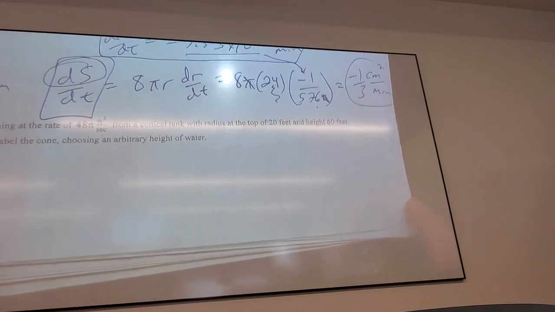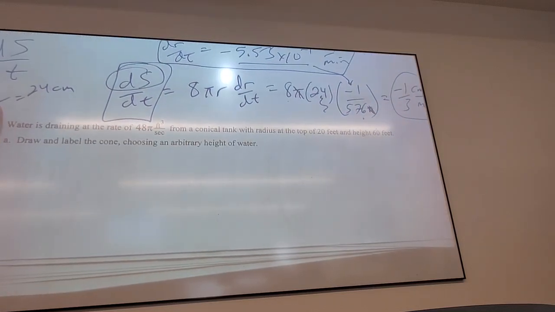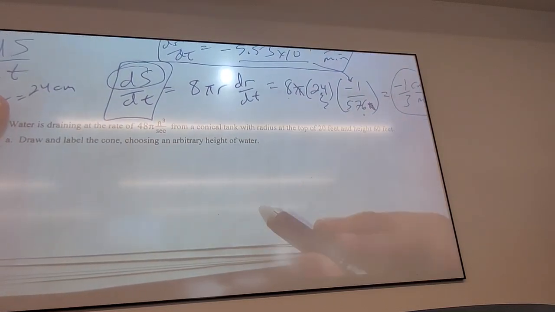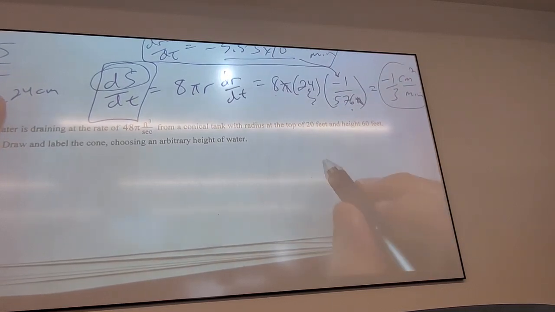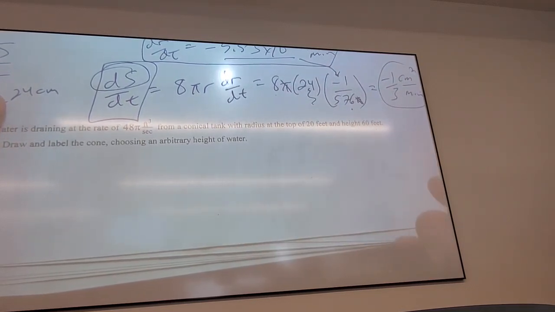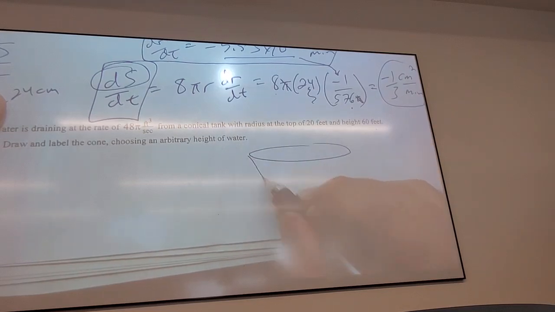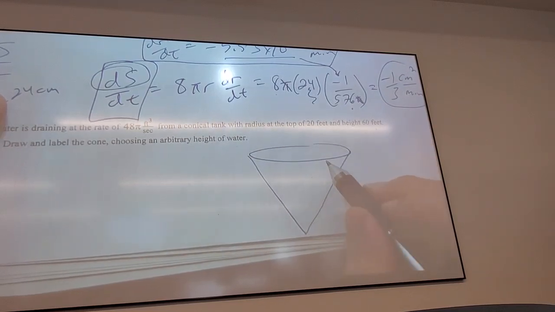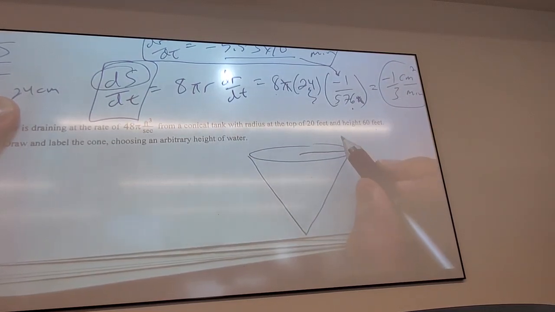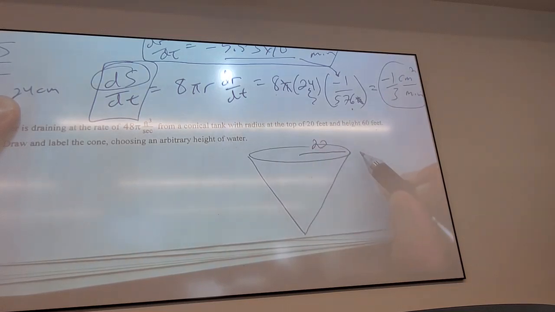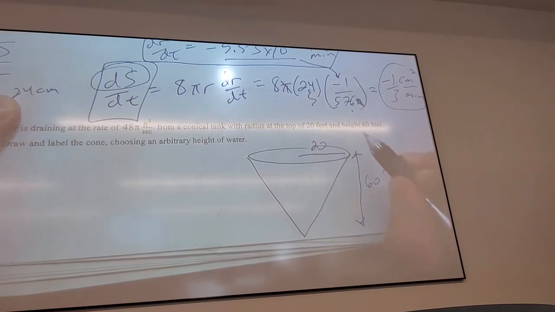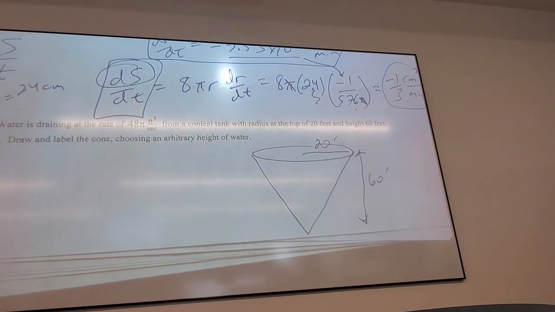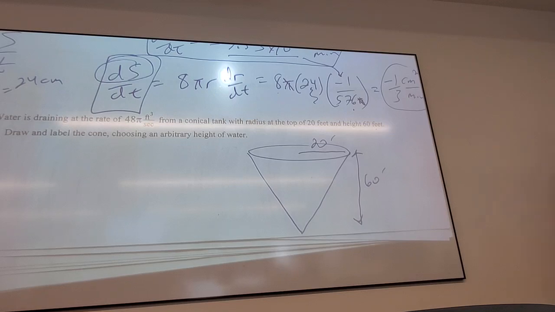Water is draining at a rate of 48 pi cubic feet per second from a conical tank with a radius at the top of 20 feet and height 60 feet. So if you draw this bad boy, the radius is 20 feet, and the height is 60 feet. Draw and label the cone, choosing an arbitrary height of water.